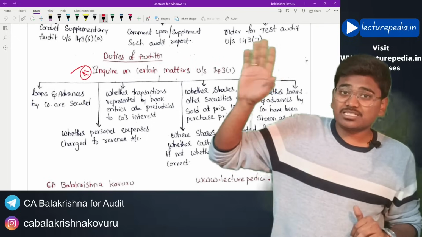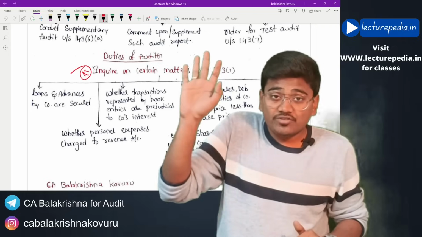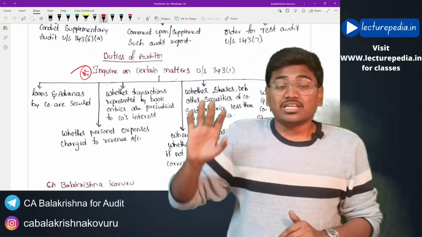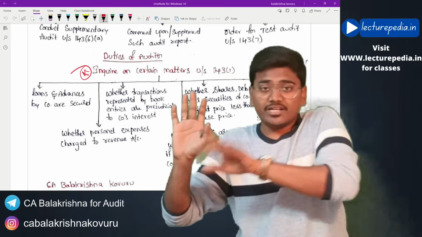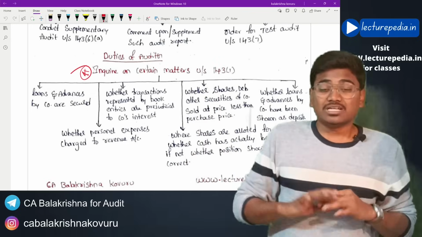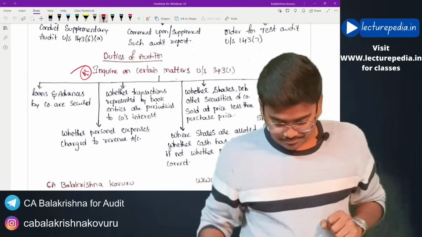Coming to 143 subsection 3, here there are around 11 points. Of these 11 points, all have to be mandatorily reported by the auditor, even if he finds any negative remark or doesn't find any negative remark. They must be mandatorily reported in the audit report. This is the difference between 143 subsection 1 and 143 subsection 3.